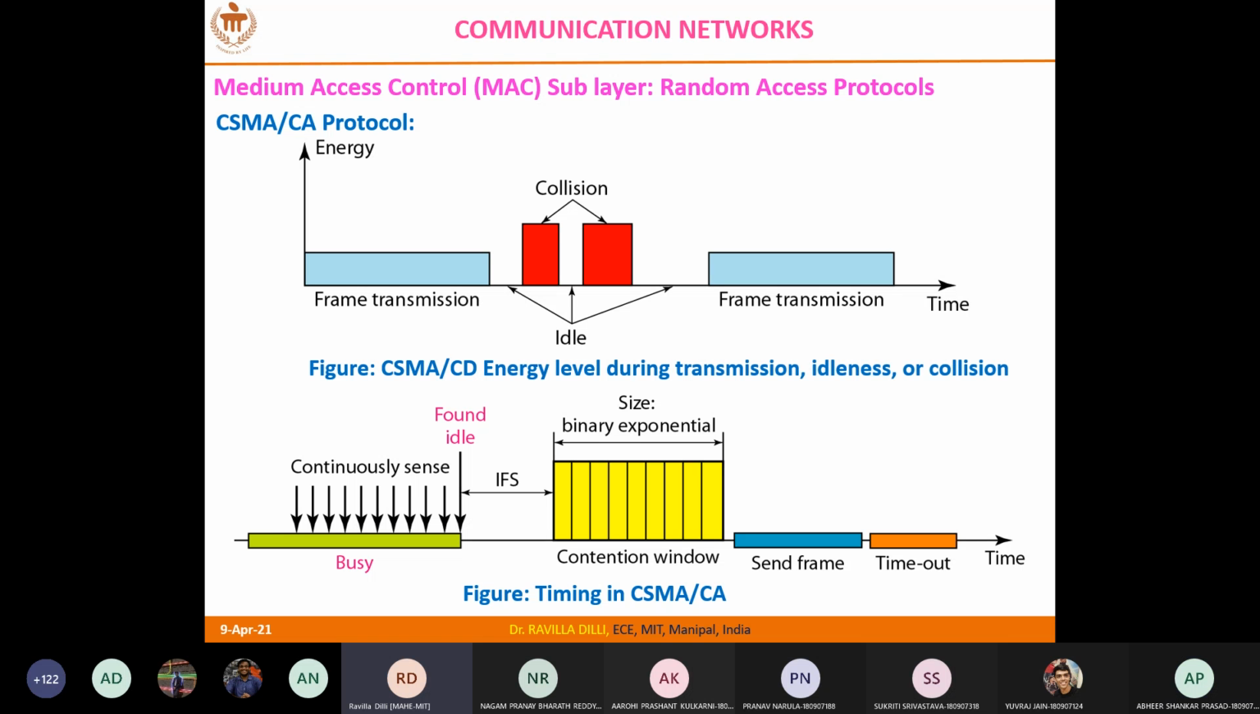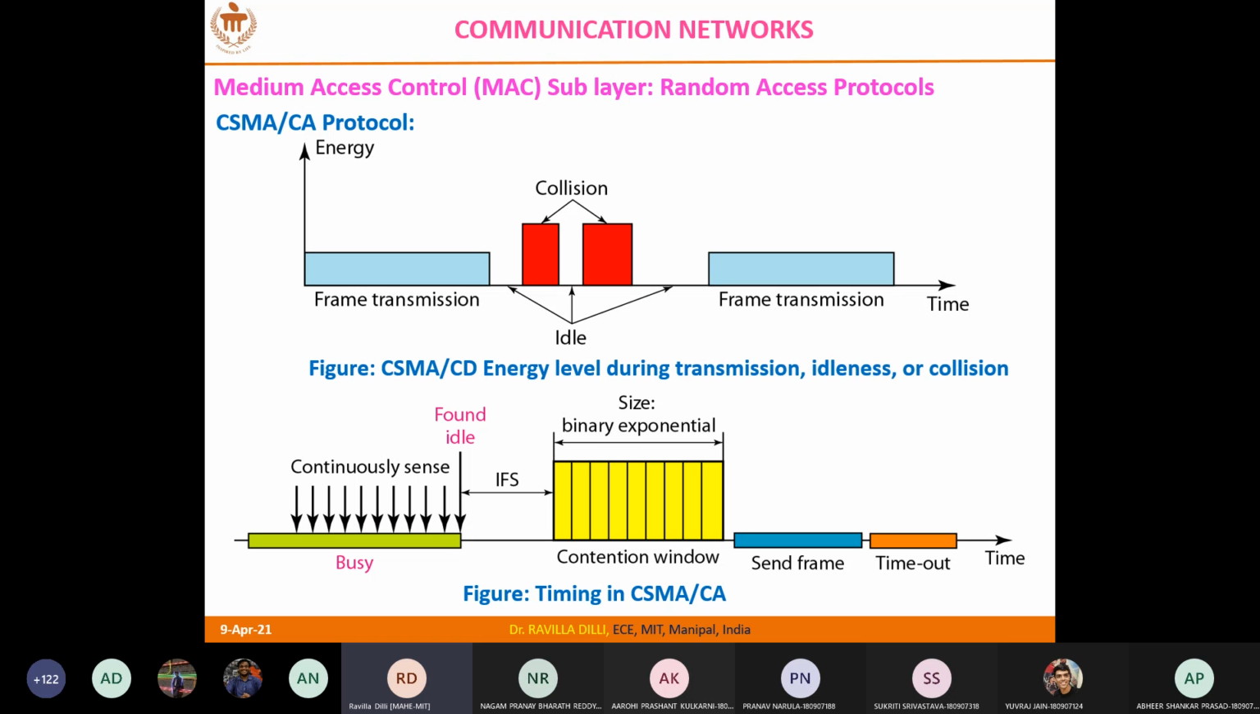So it says that you should continuously sense the channel till it gets idle. So once it gets idle, I am not going to transmit my frame. What I am doing, I am waiting, IFS, interframe space. Okay, so this is called interframe space. This is one sort of waiting time. Okay, after IFS time, I am entering into this yellow window, you can see these slots. Okay, this is called contention window. A group of slots is there, and the contention window is a waiting time again.